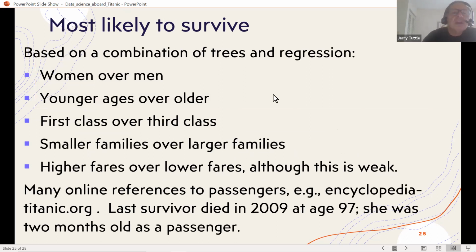Perhaps the statisticians can explain that better than I can. So based on a combination of the trees and the regression, here's the conclusion. Who is most likely to survive? Women over men, younger ages over older, first class over third class. Remember, first is best. Smaller families over large families. Perhaps the large families, and there were some huge families in this, did not get into the lifeboat until all 8 family members were able to have space, and that caused problems in survival. Higher fares over lower fares, although this had a weaker significance.